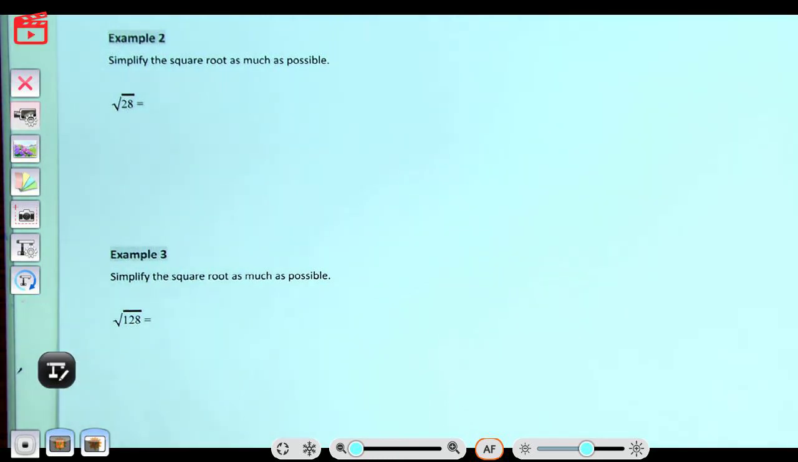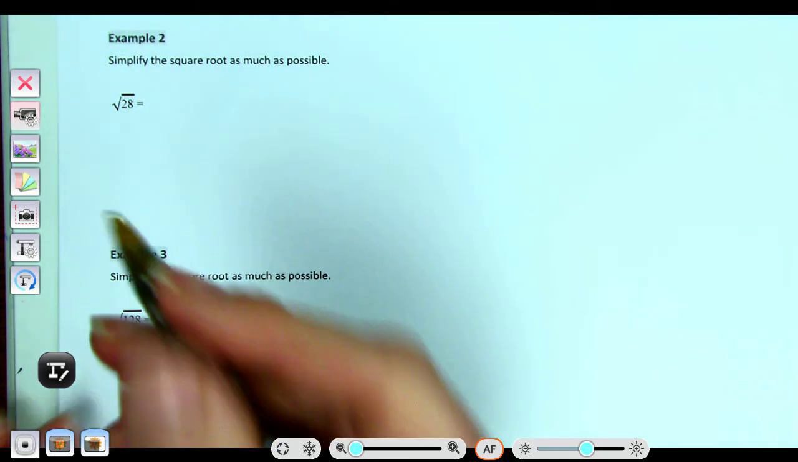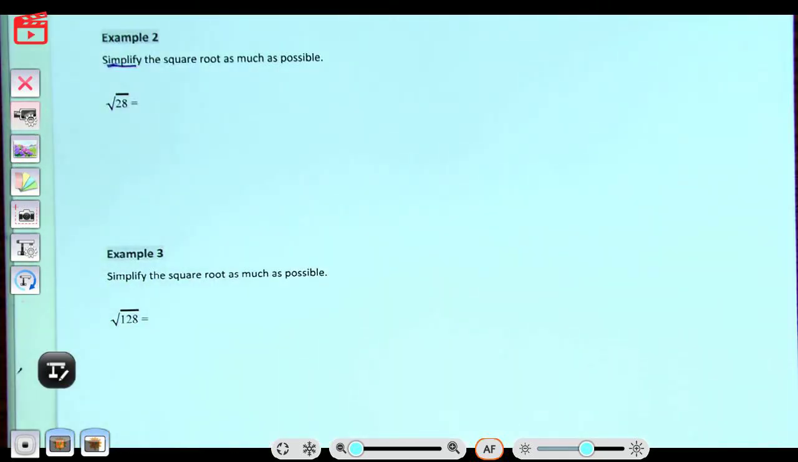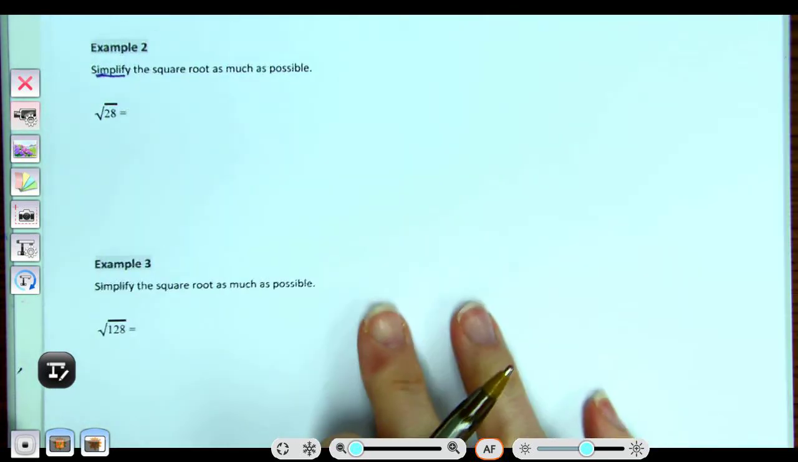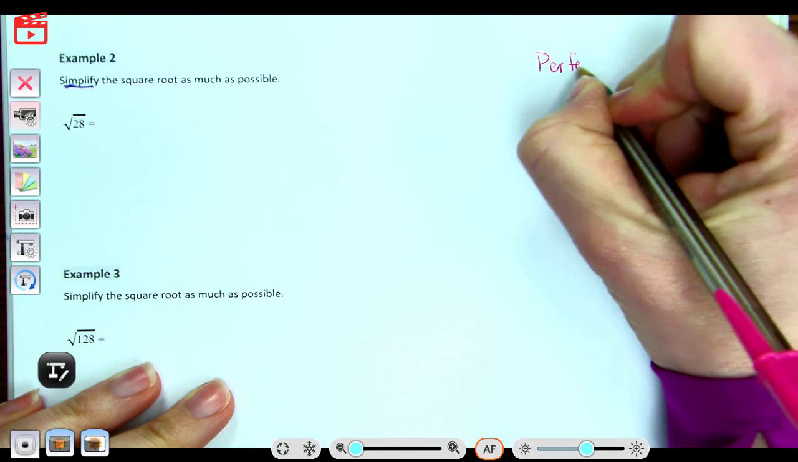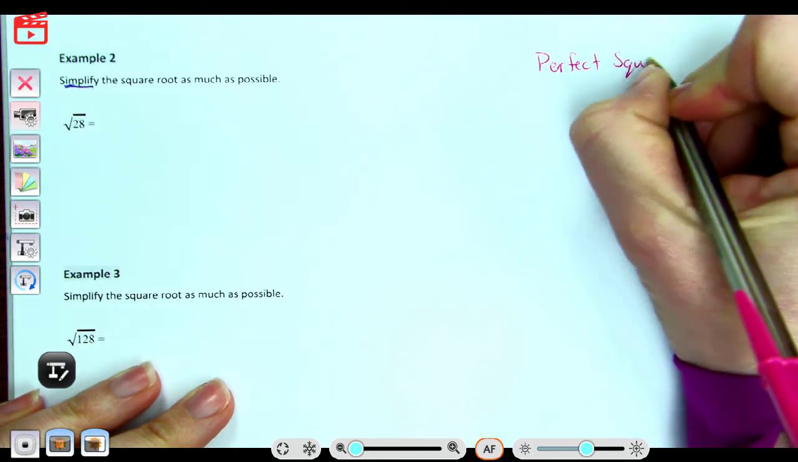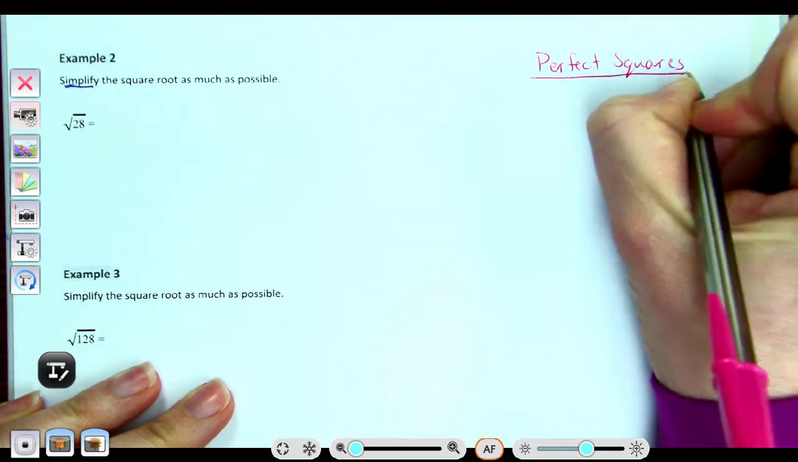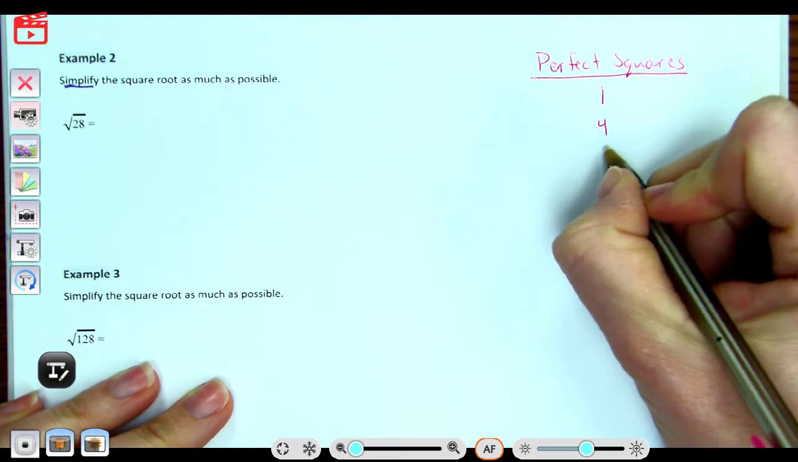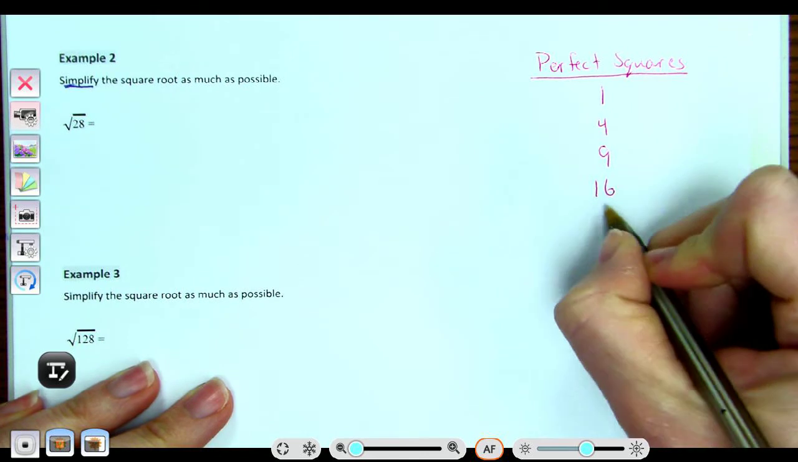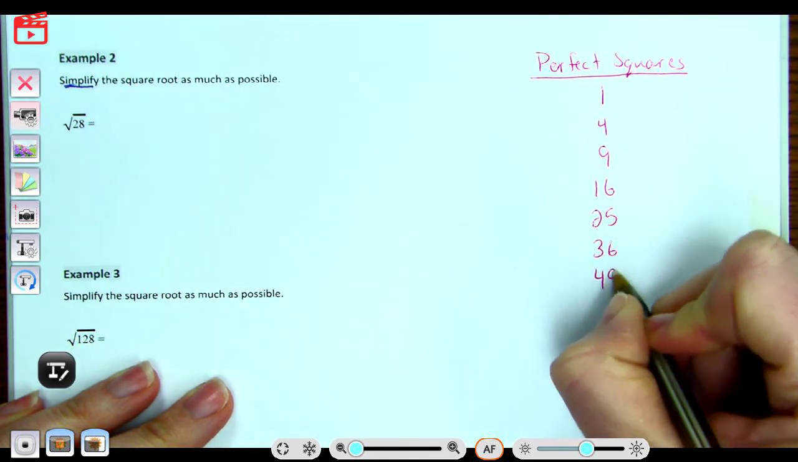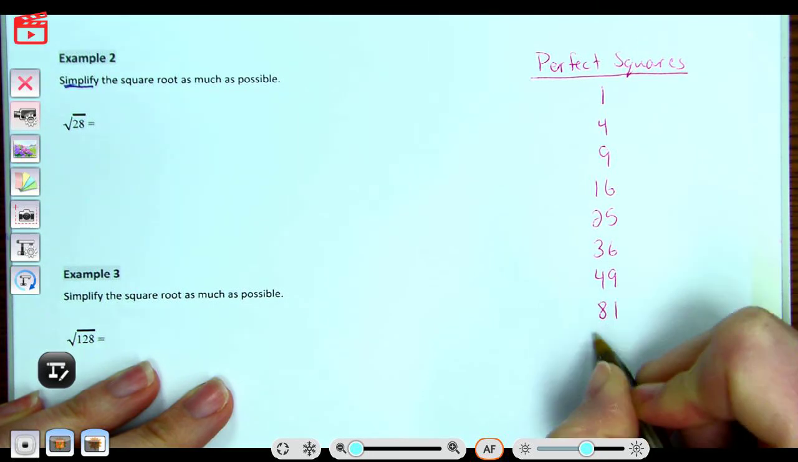Let's take a look at some more examples of how we can simplify square roots. Now remember, it's helpful to have a list of perfect squares if that's the method you're going to use. So if I make a list of perfect squares, remember 1 times 1 is 1, 2 times 2 is 4, 3 times 3 is 9, 4 times 4 is 16, 5 times 5 is 25, 6 times 6 is 36, 49, 81, 100.